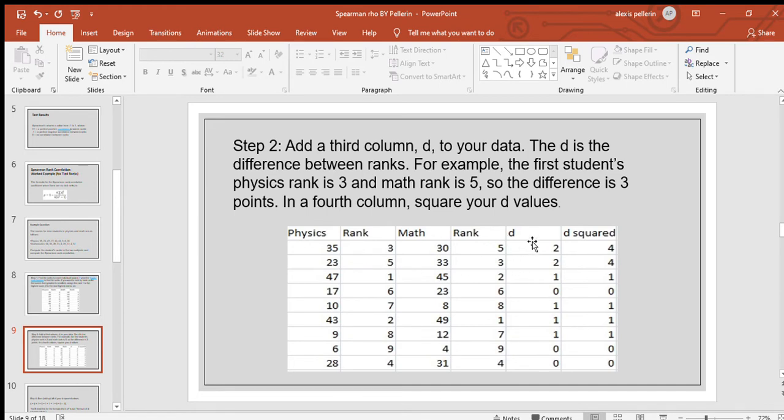In getting this, you need to subtract the second rank from the first rank. So 3 minus 5 is -2, 5 minus 3 is 2, 1 minus 2 is -1, 6 minus 6 is 0, and so on and so forth. And for d squared, you square this difference. So -2 squared is 4, 2 squared is 4, 1 squared is 1, 0 squared is 0, and so on and so forth.